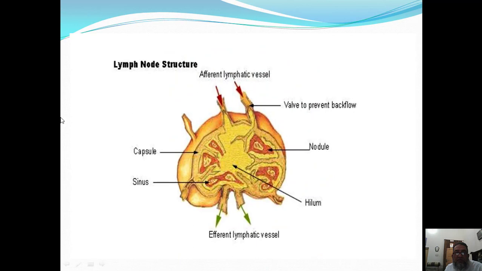This is again a diagrammatic presentation of a lymph node cut section. Inner is the hilum, close is the medulla, the outermost is the cortex. These are the afferent lymphatics having valves to prevent backflow of the lymph. The capsule and the sinuses. This is the subcapsular sinus, this is the trabecular sinus, this is the medulla. These are the efferent lymphatics coming out from the hilum to the other lymph node or to the duct system.